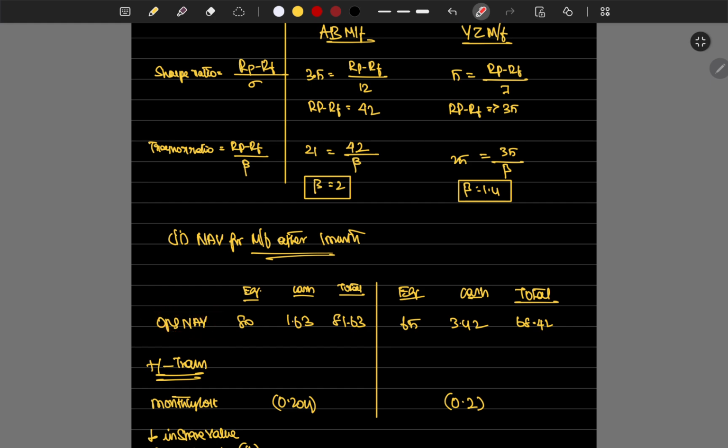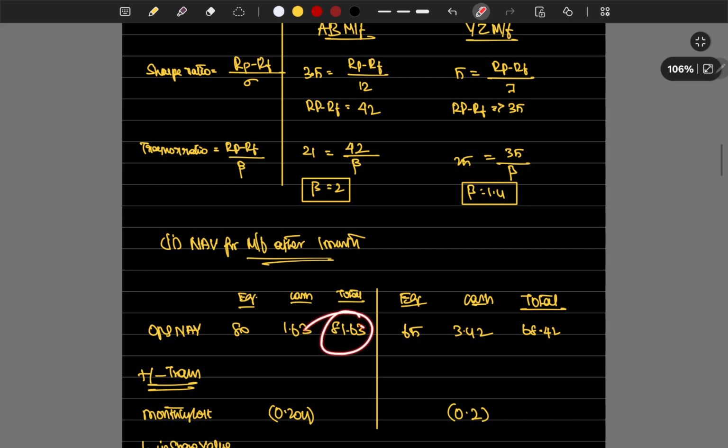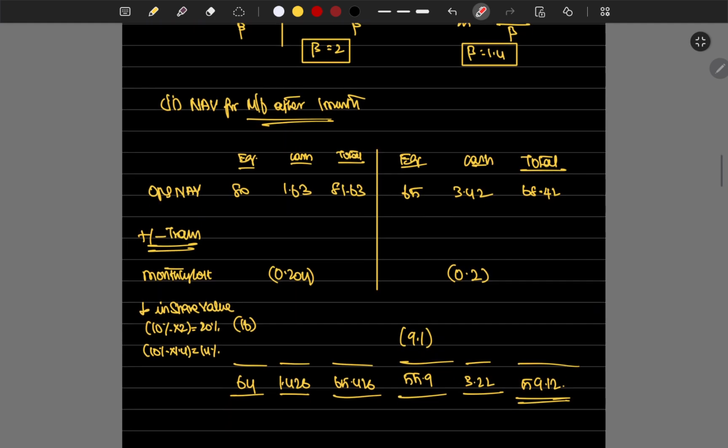What's the opening NAV on the day of 1/4? They have said that 81.63 is the total NAV, and in that they are holding 1.63 in cash and 80 is in equity.